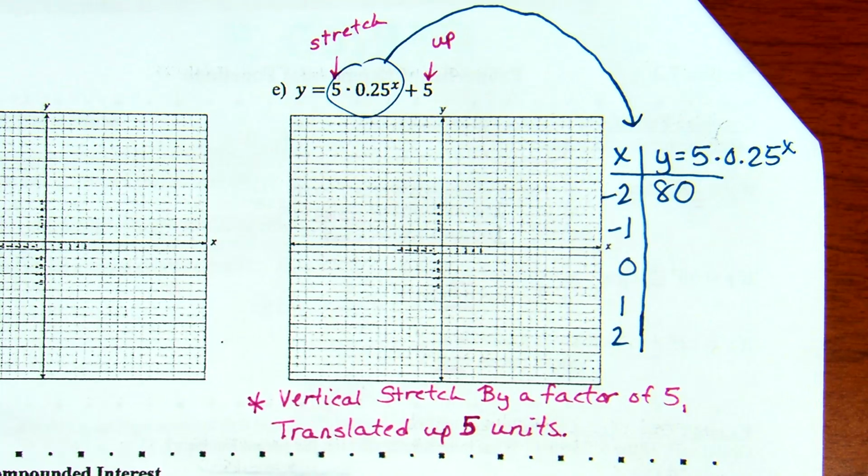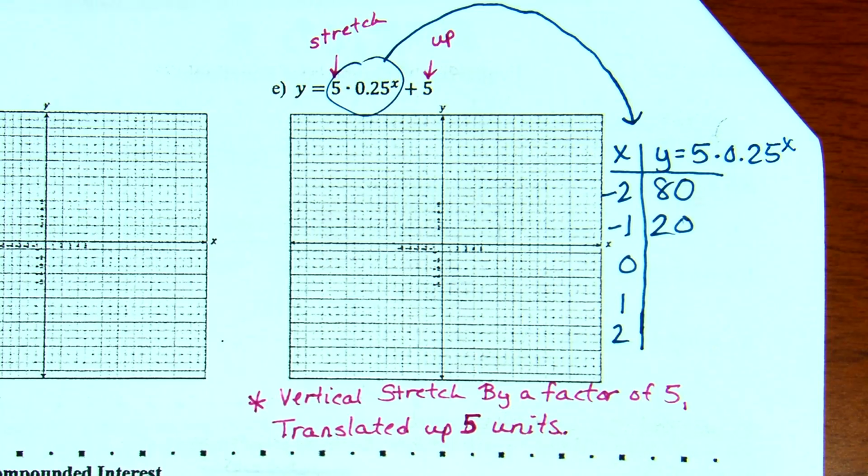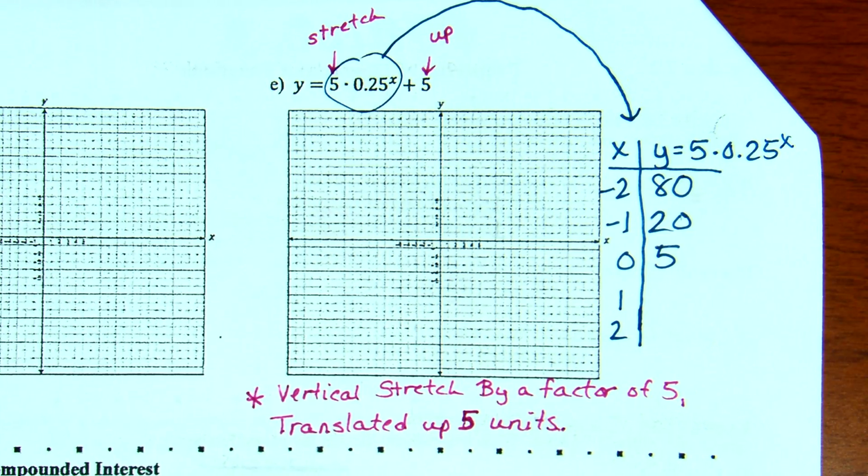You get 20. Here, challenge yourself without the calculator. 0. 0.25 raised to 0 is 1, times 5 is going to make it 5. I get it. Teamwork here.